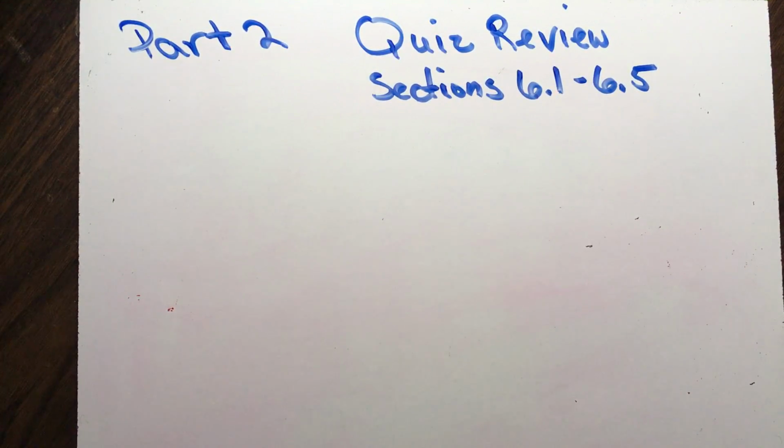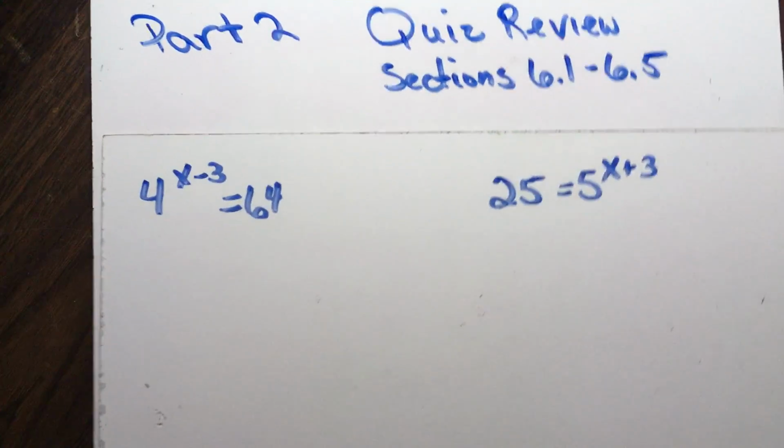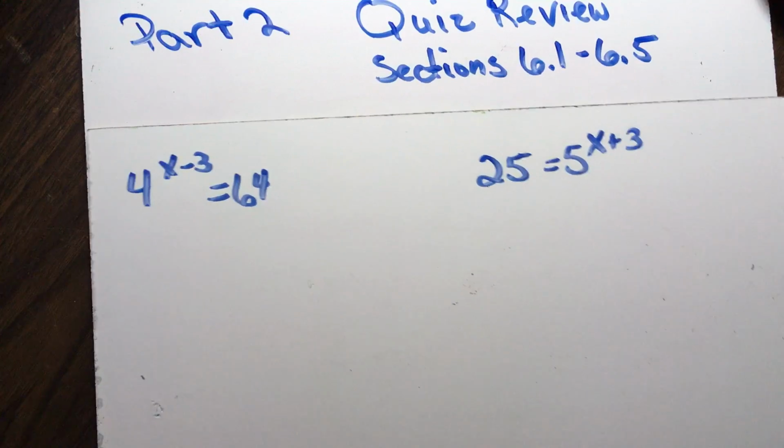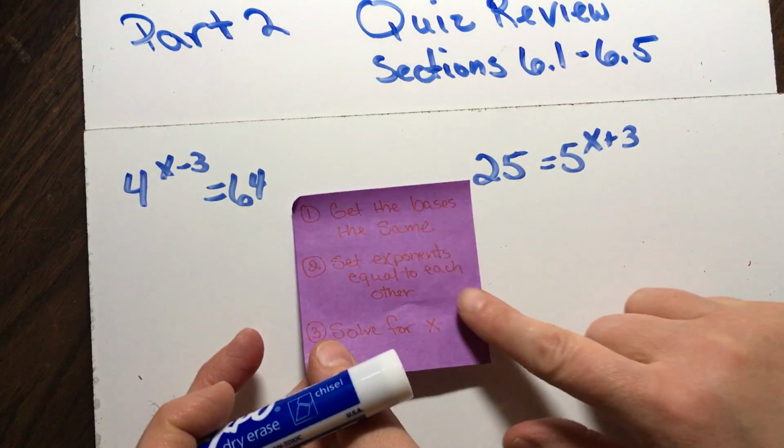This is the next part, part 2, for the quiz review section 6.1 to 6.5. We're in the section called Solve for Variable X in the following equations. So I've chosen 2 problems to look at. And then we're going to look at our rules as well.